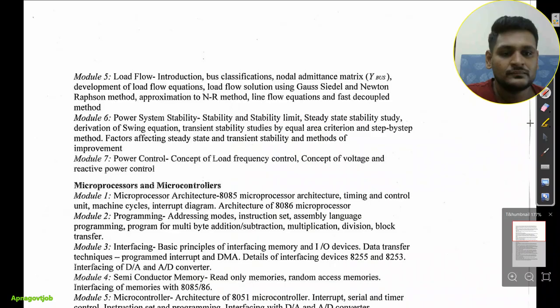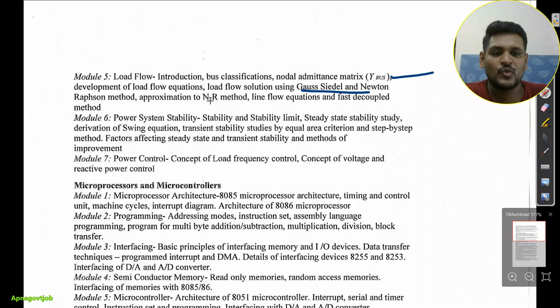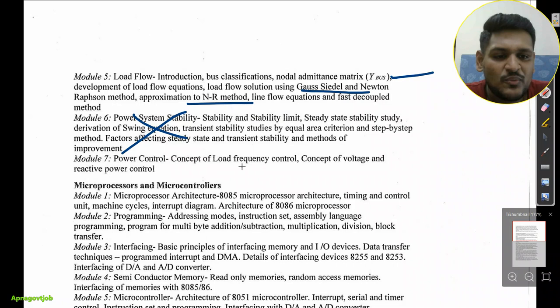Next, your load flow is there: introduction, bus classification, nodal matrix. Yes, it is important. Gauss-Seidel, Newton-Raphson method, okay, it is important. So just do this. Power system stability, stability and stability limits, steady state stability study. Okay, this thing you can leave. No need to do this thing. Power control, concept of load frequency control, concept of voltage and reactive power control. So you can also leave this thing, right?